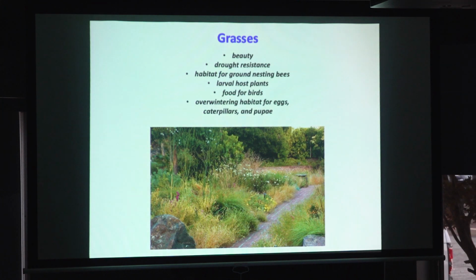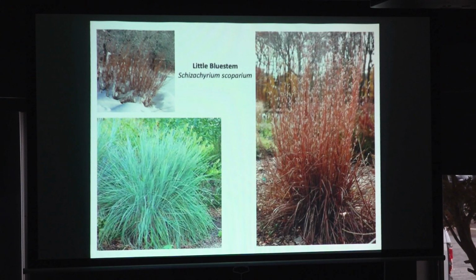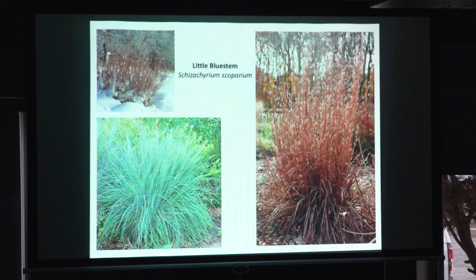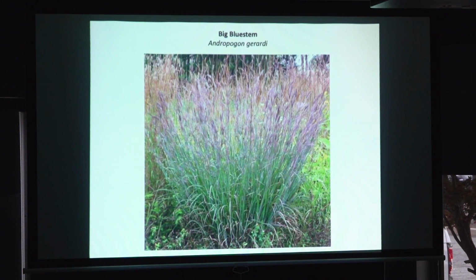Let's think about grasses and all the reasons why we might want to include them as well as the wildflowers. For their beauty, their drought resistance, providing habitat for ground nesting bees. They can be host plants, food for birds, overwintering habitat for eggs, caterpillars, and pupae. And here's some of my favorite grasses.